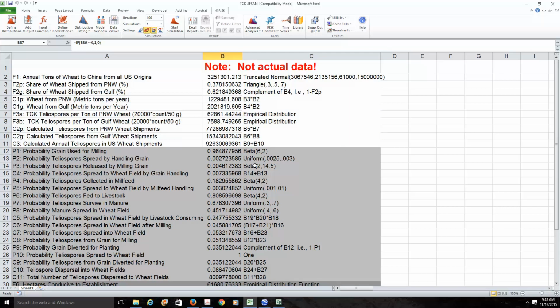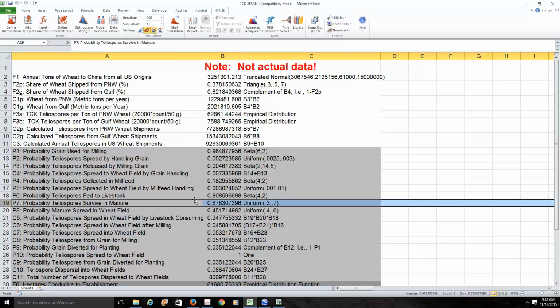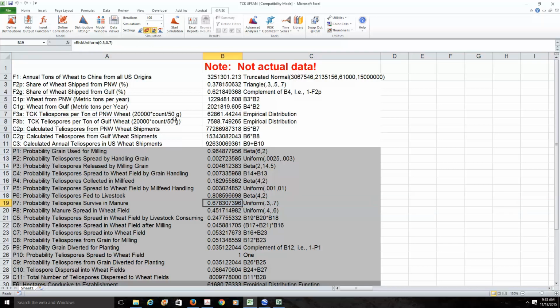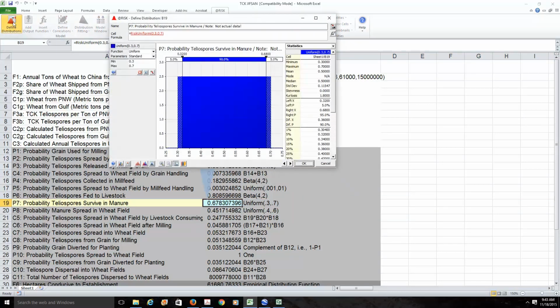When we wrote up this report, we described those things we didn't know. For example, the probability that spores will survive in the digestive tract of a pig. That is just knowledge uncertainty. There may be a true percentage of spores, but we didn't know that. So we just guessed. It was between 30 and 70%.